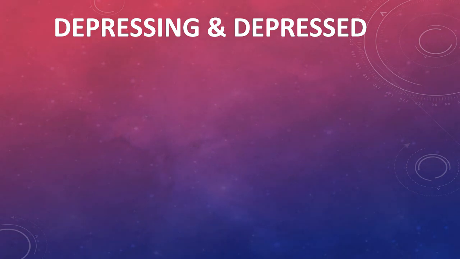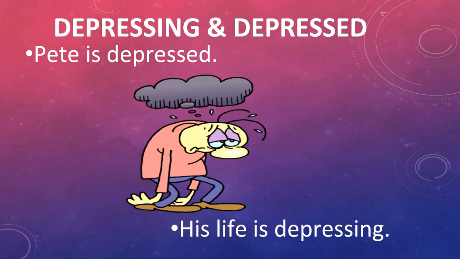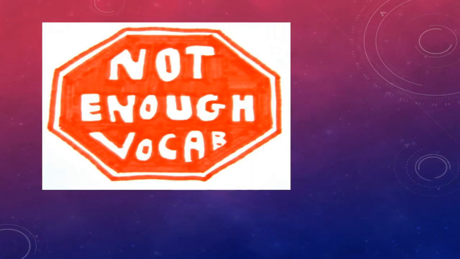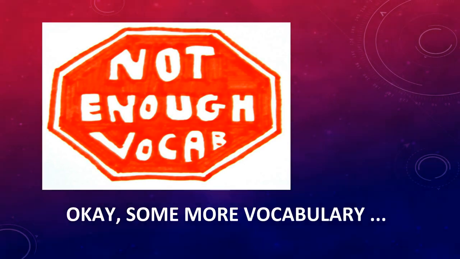Depressed and depressing. So we look at this individual. His name might be Pete. So we can say Pete is depressed. He is feeling depressed. Why is he feeling depressed? Because his life is depressing. There is an awful lot of vocabulary that we can use in these circumstances, and I'd like to share some more of those phrases with you now.